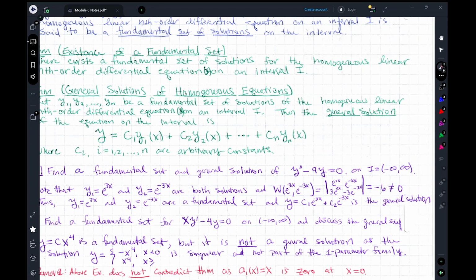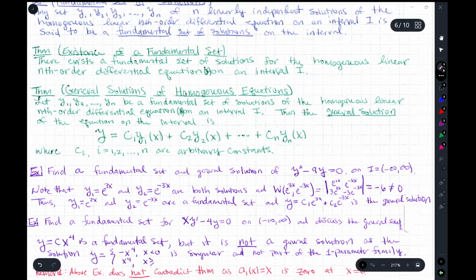It is a fundamental set because one function is trivially linearly independent. For n equals 1, you don't even have to compare multiple functions together. So it's trivial that this will be a fundamental set: x to the 4th.